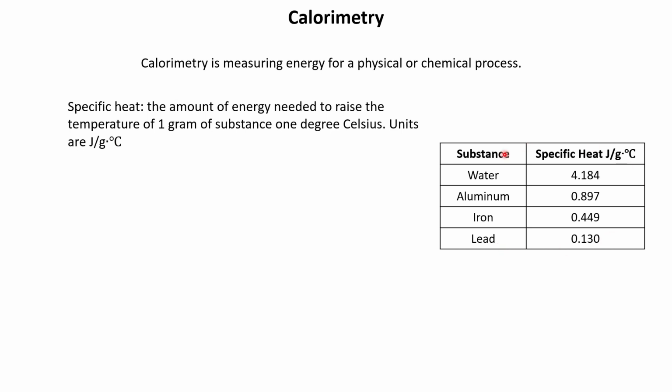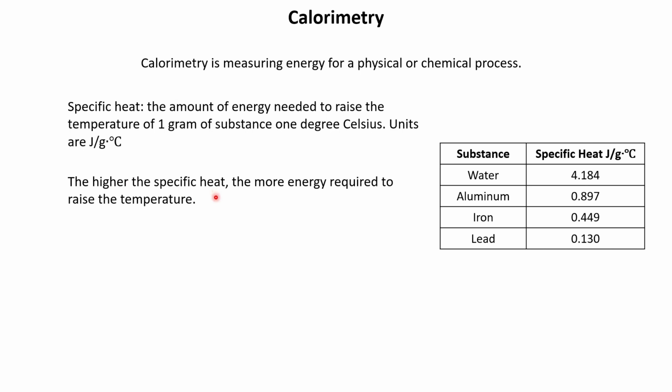Here is a table with specific heats of some various substances. The higher the specific heat of a substance, the more energy is required to raise the temperature. So you can see here for water, the specific heat is 4.184 as opposed to lead down here at 0.130. This means if you have 1 gram of water, you're going to need about 4 joules of energy to raise that 1 gram of water 1 degree Celsius. But if you have 1 gram of lead, you only need 0.1 joules of energy to take that up 1 degree Celsius.